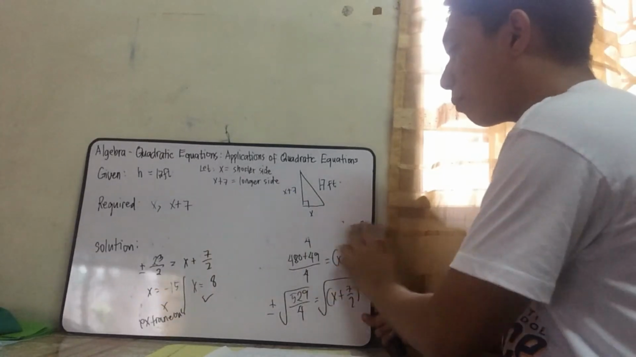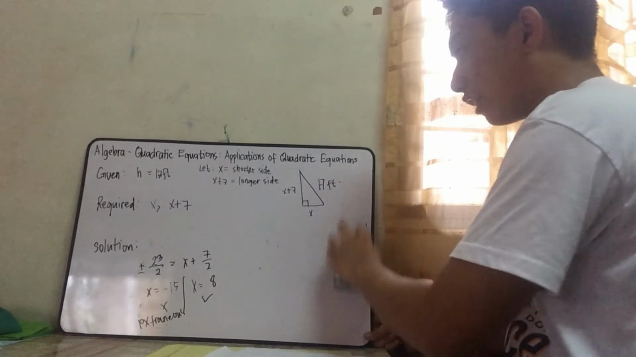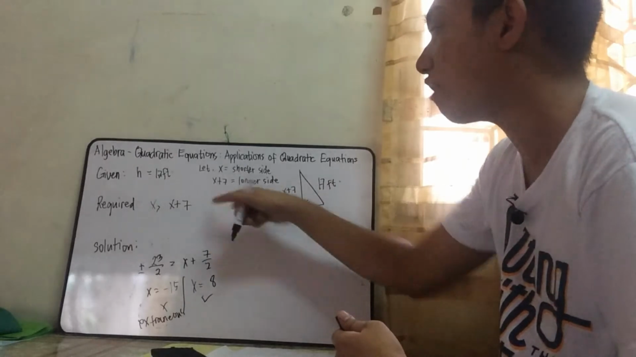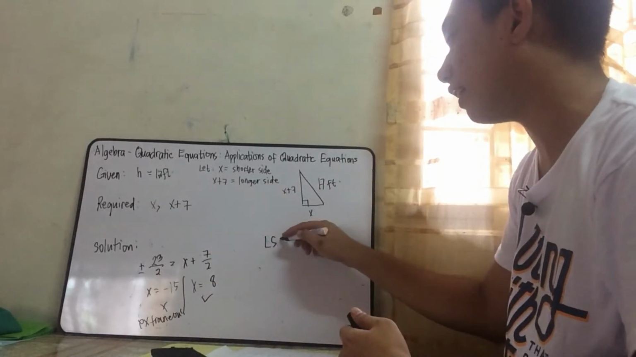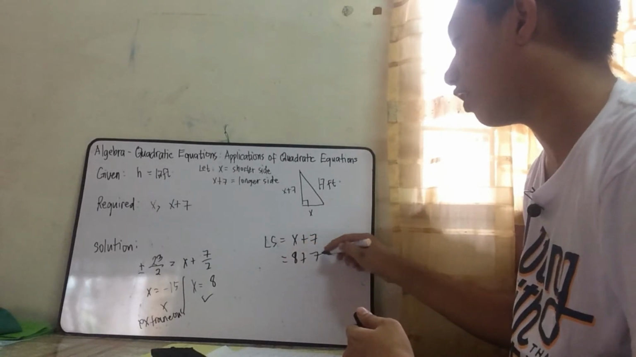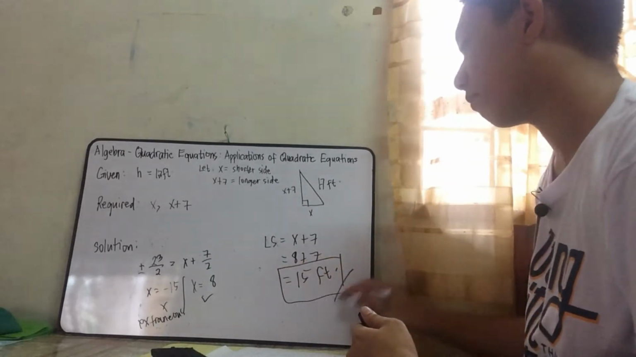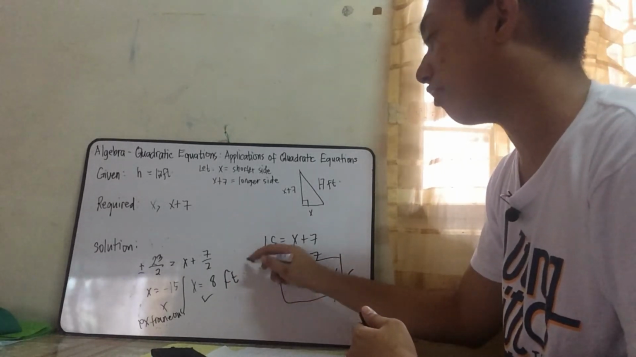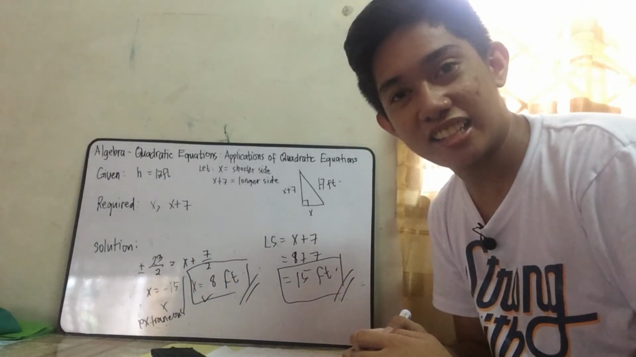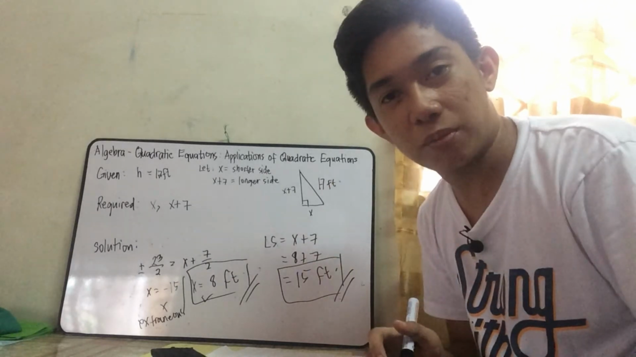So, meron na po tayong value sa ating shorter side. Now, we will look for our longer side. For our longer side, we just substitute the value of x. So, the longer side is equal to x plus 7, which is 8 plus 7. Therefore, this is 15 feet. So, the answers are 8 feet and 15 feet. Okay? If you have questions, just chat and comment there. Okay? Flash the second problem.